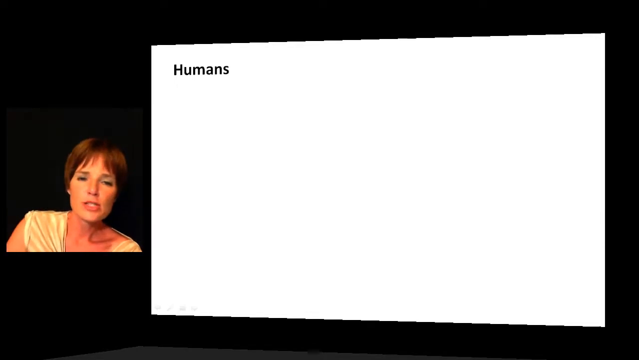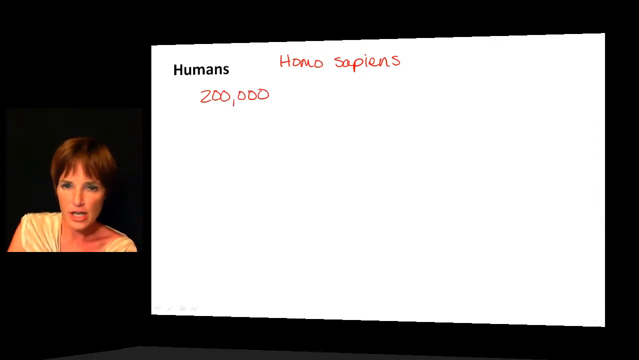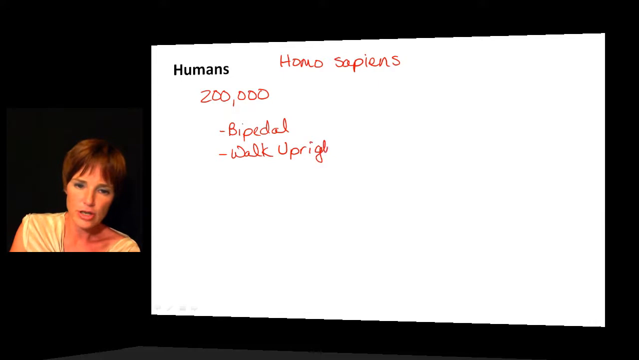humans. Humans are known as Homo sapiens, if we use the scientific name. Homo sapiens evolved about 200,000 years ago, so that is supported by fossil evidence. And if we talk about the general characteristics of humans, these are going to be animals that are bipedal, so we walk on two legs. We're going to walk upright. Okay, so that goes along with the bipedal nature of it.